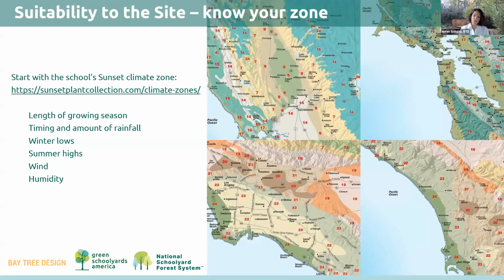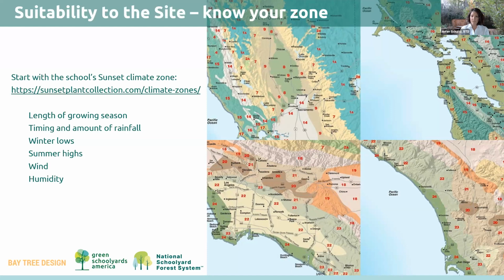So the best place to start when selecting a tree is to understand the climate you are in order to choose a tree that will easily thrive. Luckily on the West Coast, Sunset climate zones provide an incredible resource which defines microclimates based on the length of the growing season, the timing and amount of rainfall, winter lows, summer highs, wind, and humidity. And this is more useful than the USDA plant hardiness zones, which are based strictly on winter lows.